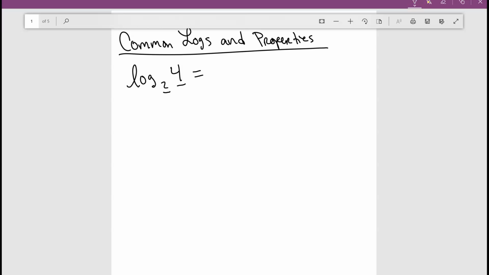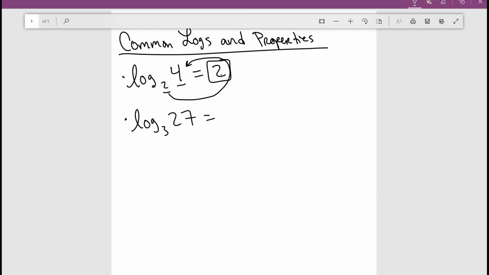Well, that's just going to be really easy because 2 squared gives me 4. So the answer is going to be 2. And if you think about it, when we convert it to exponential, 2 to the 2 gives me 4. Okay, so that's kind of how you really want to think about it. So what would this be? So what would log base 3 of 27 be?